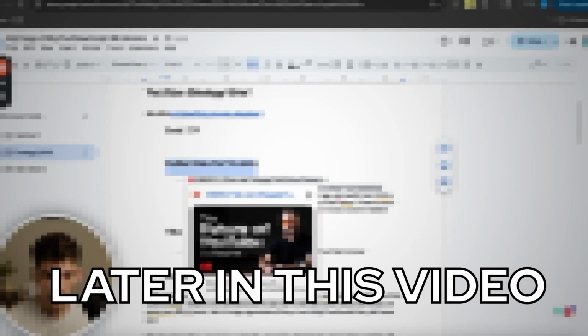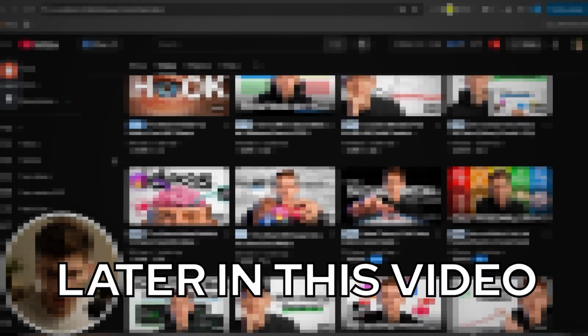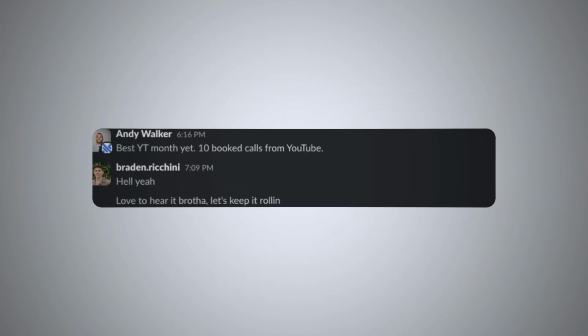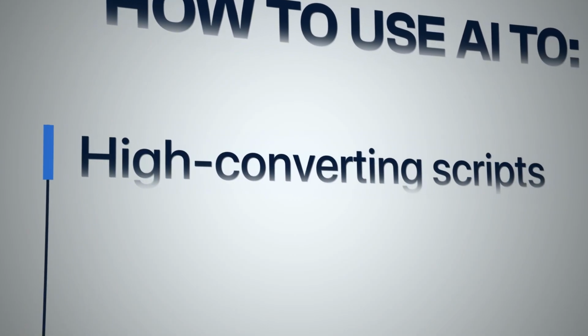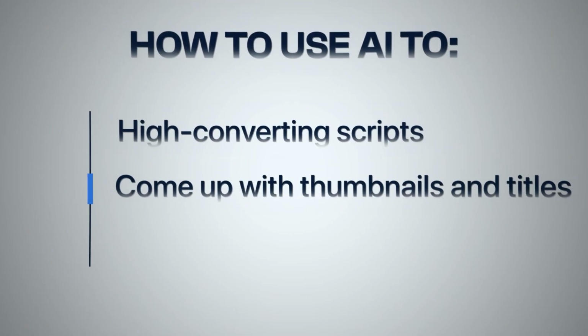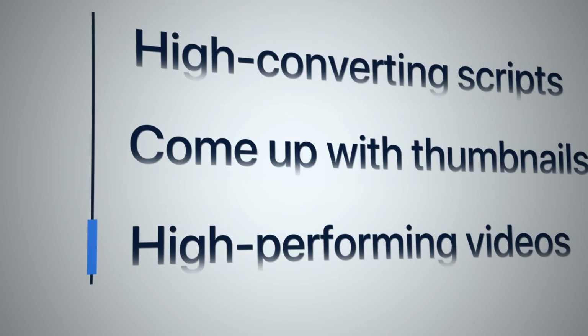That's why in this video, I'm going to keep it super simple and only show you the stuff I'm actually using to help clients book calls from YouTube. I'll walk you through how to use AI to script videos that turn people into buyers, how to get AI to come up with thumbnails and titles, and how to use it to find videos that people actually want to watch.